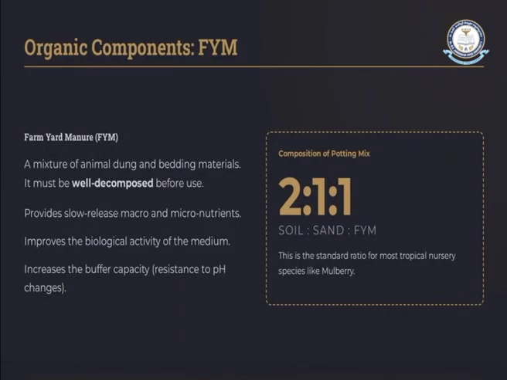Then we see the organic components. The organic component here is farmyard manure. Farmyard manure is a mixture of animal dung and bedding materials. It should be well decomposed before use. It provides a slow release of nutrients, which can be macronutrients or micronutrients as well.